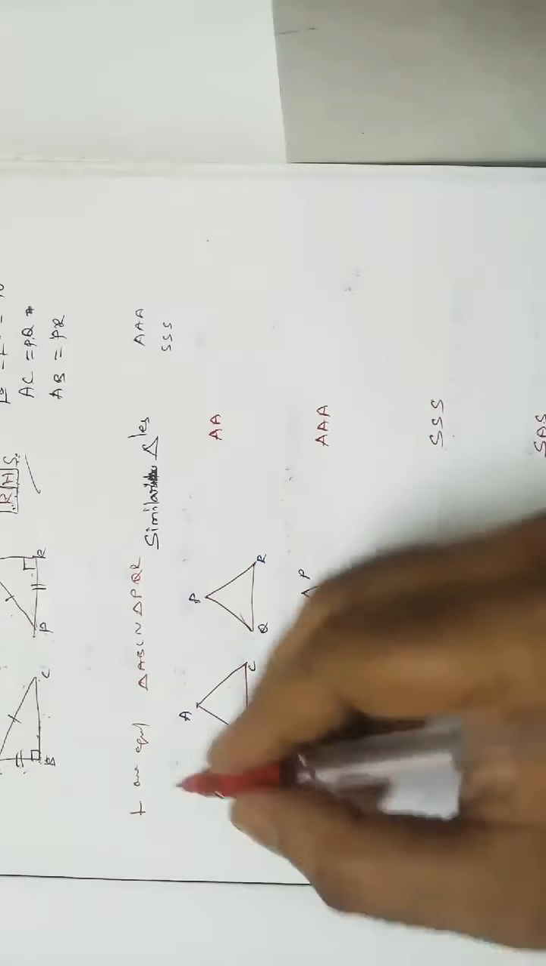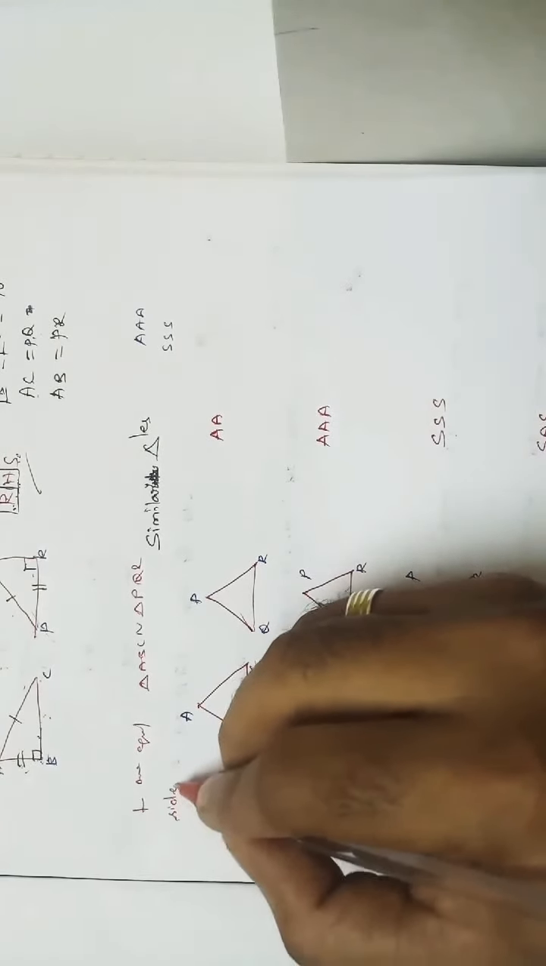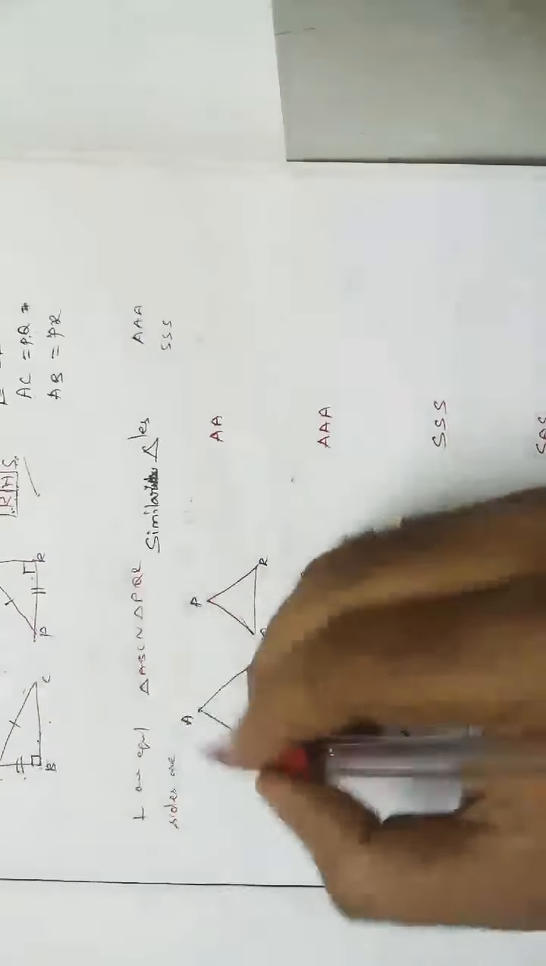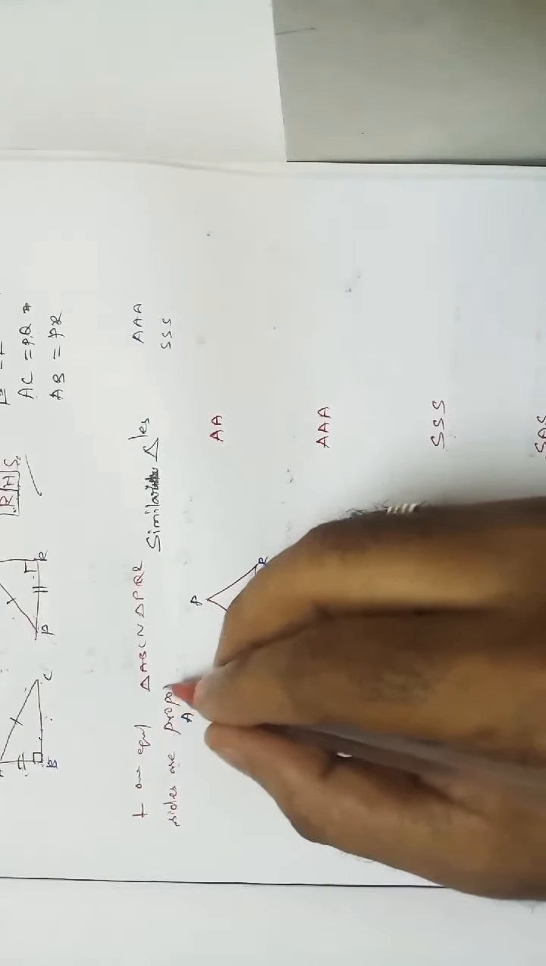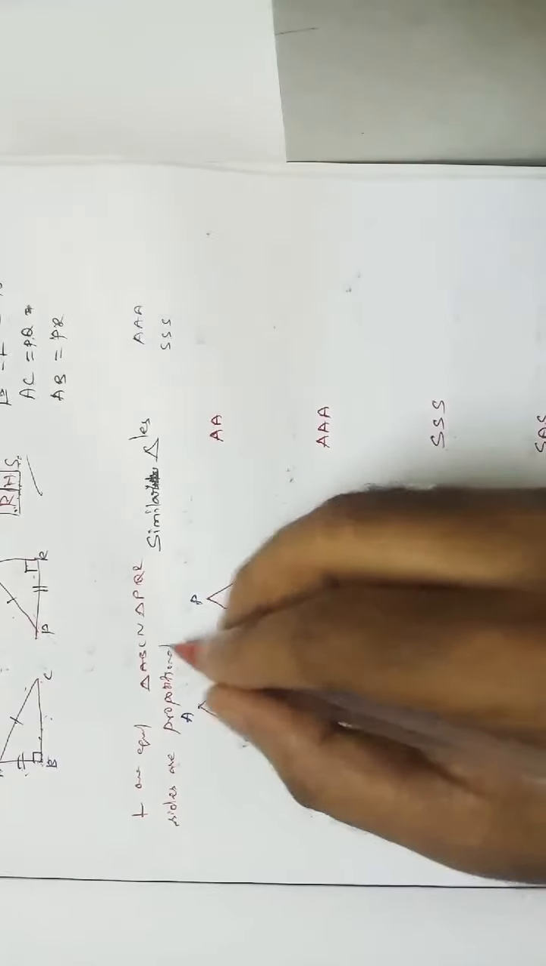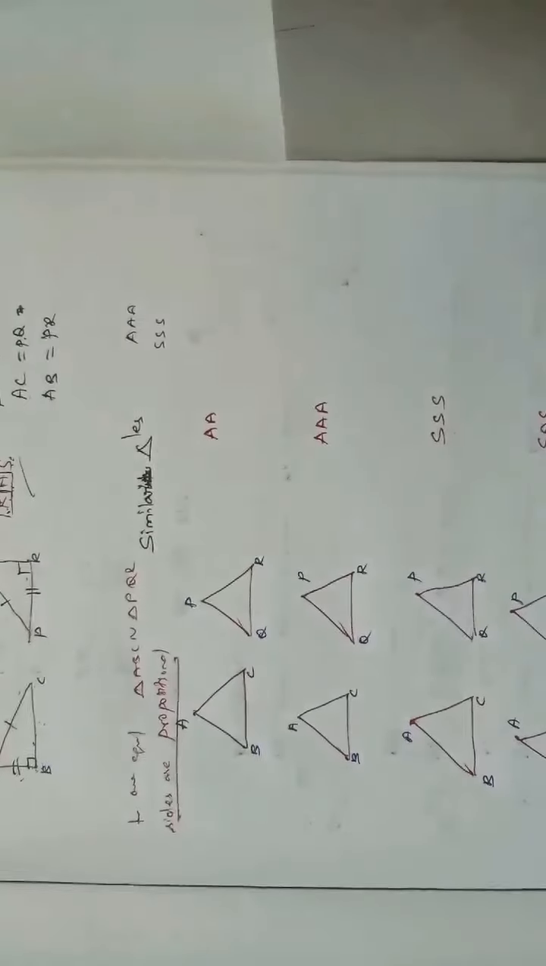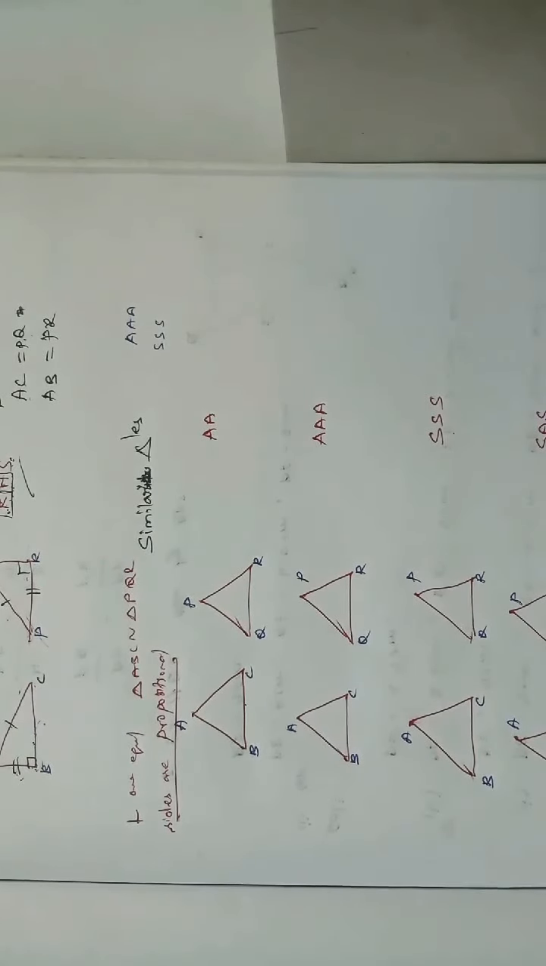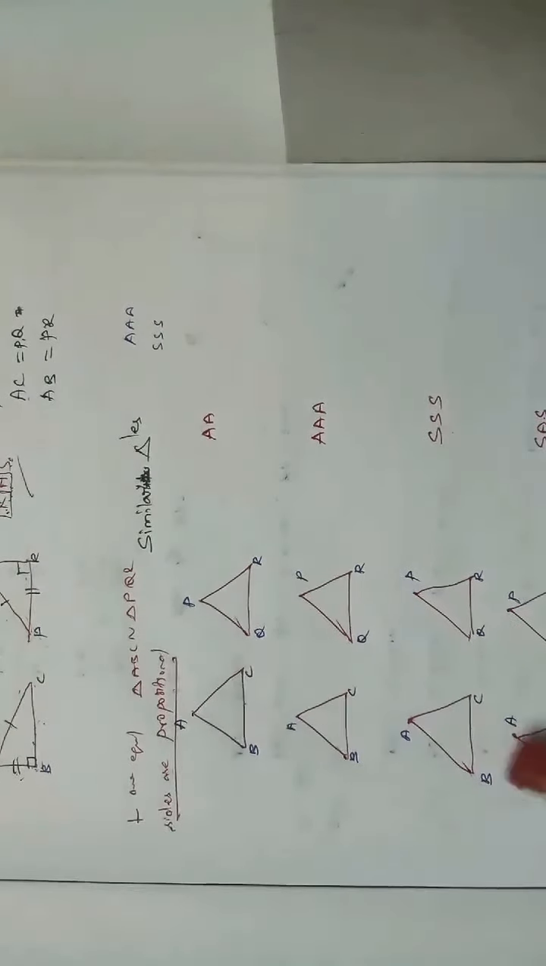Corresponding angles are equal, and the corresponding sides are, that is very important, not equal. Corresponding sides are proportional, right? What is proportional? Equal ratio. That you have to keep in your mind. This is the basic difference between congruent triangles and similar triangles. If 2 triangles are congruent, then all the corresponding angles should be equal and corresponding sides also should be equal. But in similar triangles, that is very important.